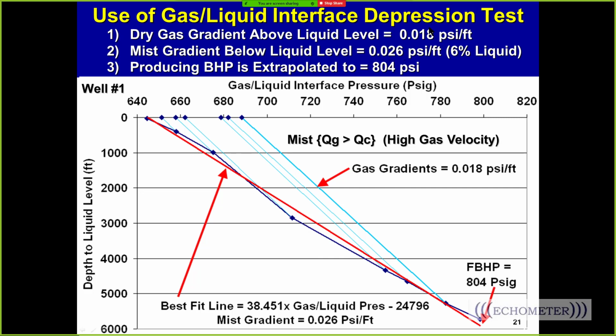That's about 50% heavier, and we can extrapolate this down all the way to the bottom, and the bottom flowing pressure is 804 psi. And this is a well early on that we looked at that was flowing very close to or a little bit above critical rate, and we could see the mist in the tubing, we see the light gradient, and we depress it from the surface down to the bottom of the well.